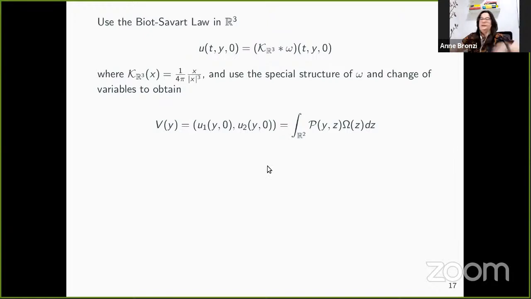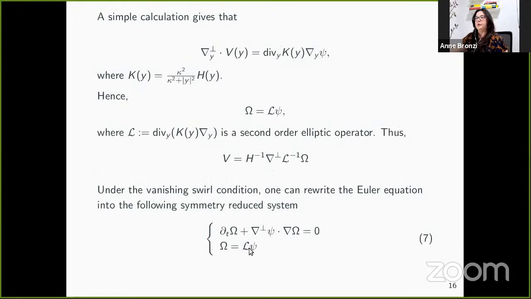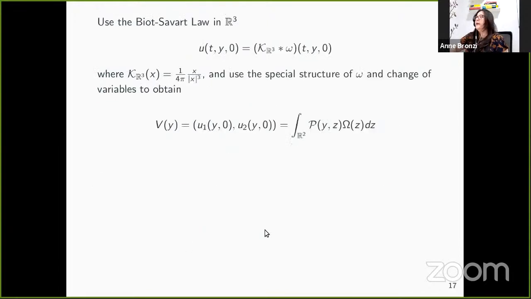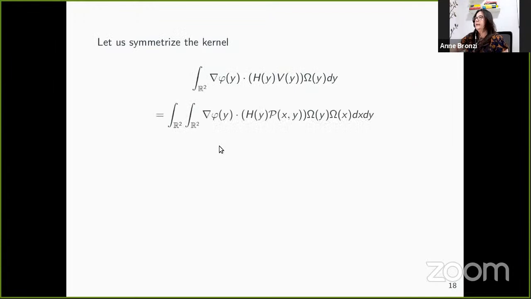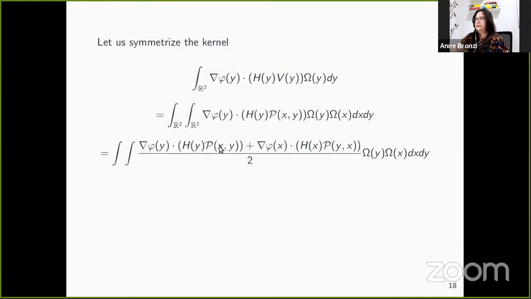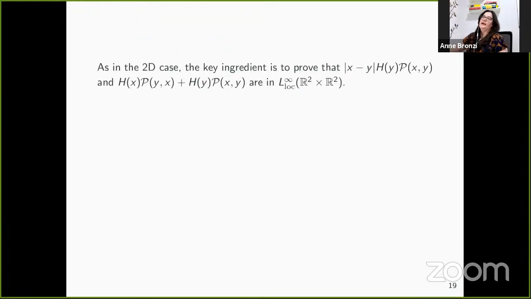So actually, I think I don't have that much time. So we are going to work with this equation now. But then we can use the Biot-Savart law in R3, and you can use the symmetry and all the conditions here. We can symmetrize that kernel, and we arrive at something that reminds what we have in the 2D case.